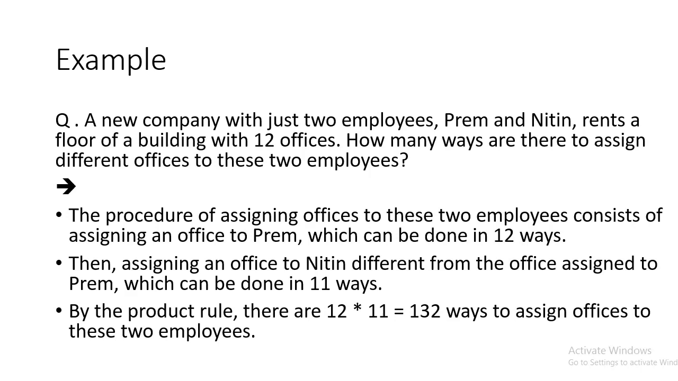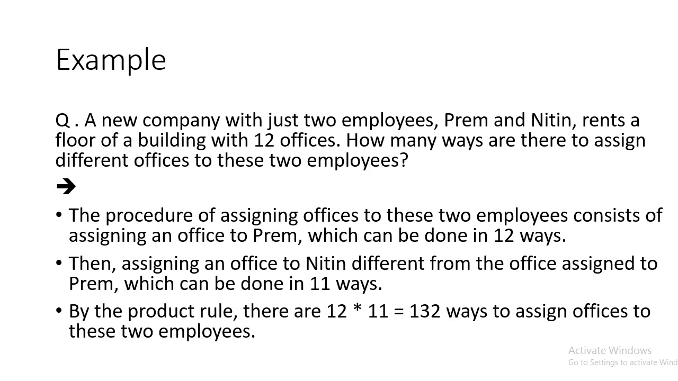Simple. Means the procedure of assigning the offices to these two employees consists of assigning an office to the first employee. The first employee is Prem. So to Prem we can assign the office in 12 ways. How many ways can we assign the office to Prem? Using 12 ways we can assign an office to the first employee, that is Prem.